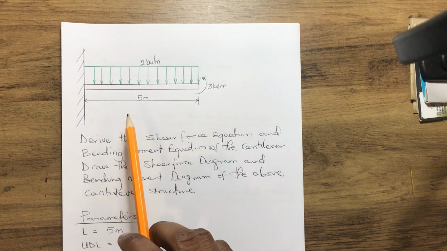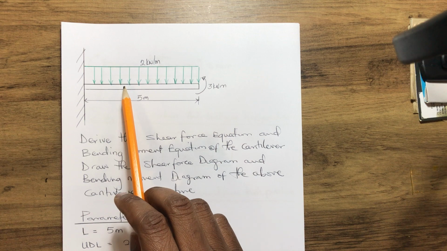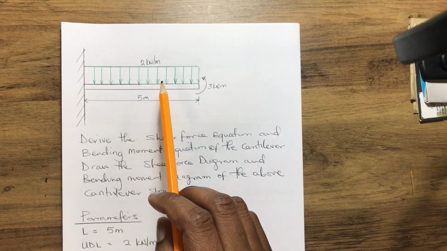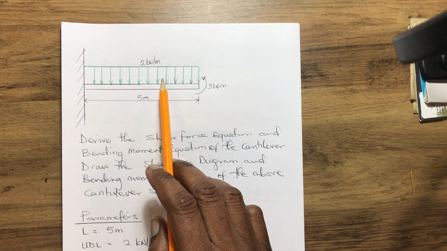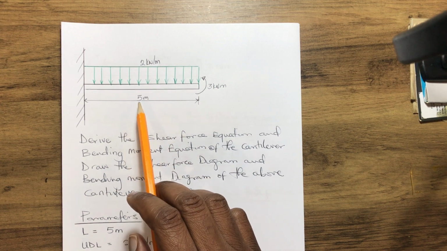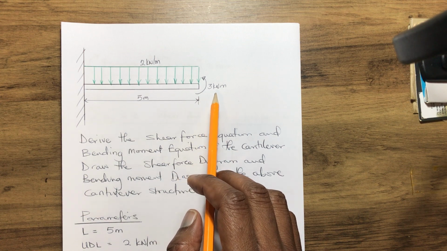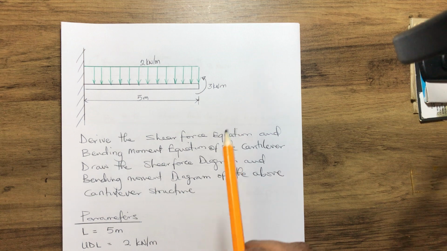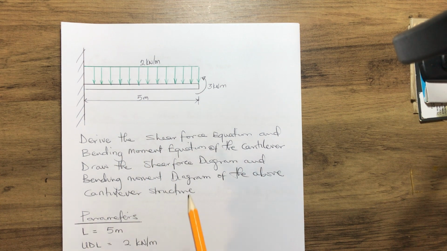Today we have a cantilever structure with uniform loading of 2 kN per meter, and at the free end a 3 kN meter bending moment, with a length of 5 meters. And we are asked to calculate the shear force equation and the bending moment equation of the cantilever structure.